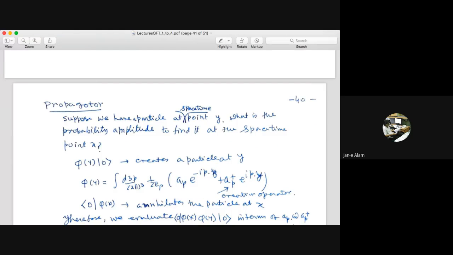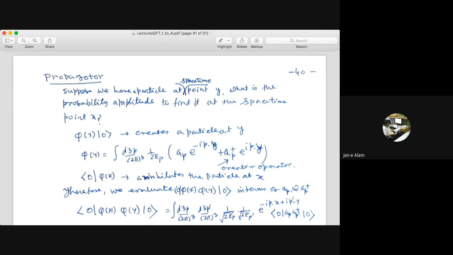And this propagator is an extremely important quantity. We should remember it, because ultimately after two classes, when I introduce the Feynman diagrams, this propagator will come as an internal line. So let us understand what the propagator is. Suppose we have a particle at some space-time point, right? What is the probability that it has propagated to another point x, right? How can you do that?